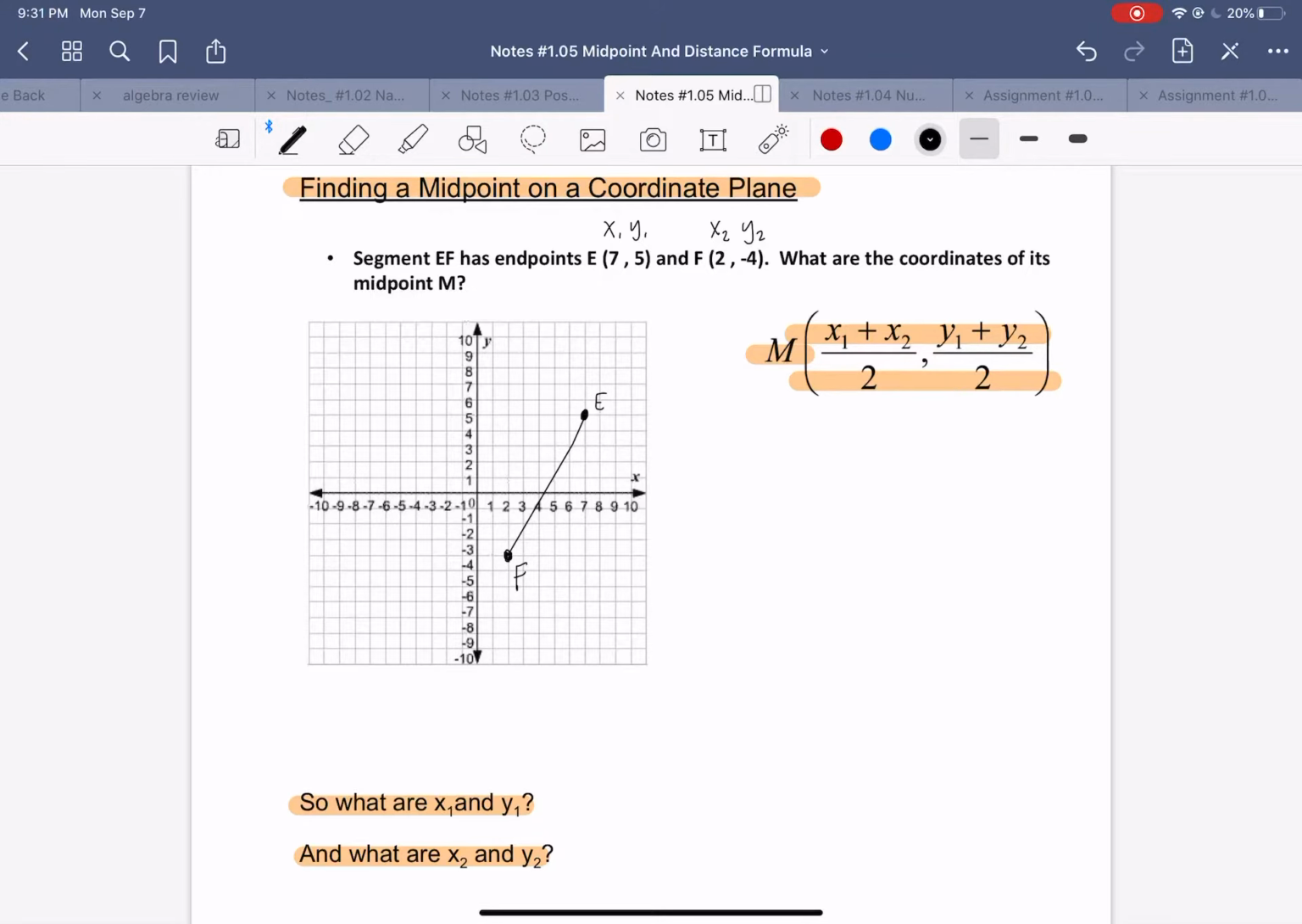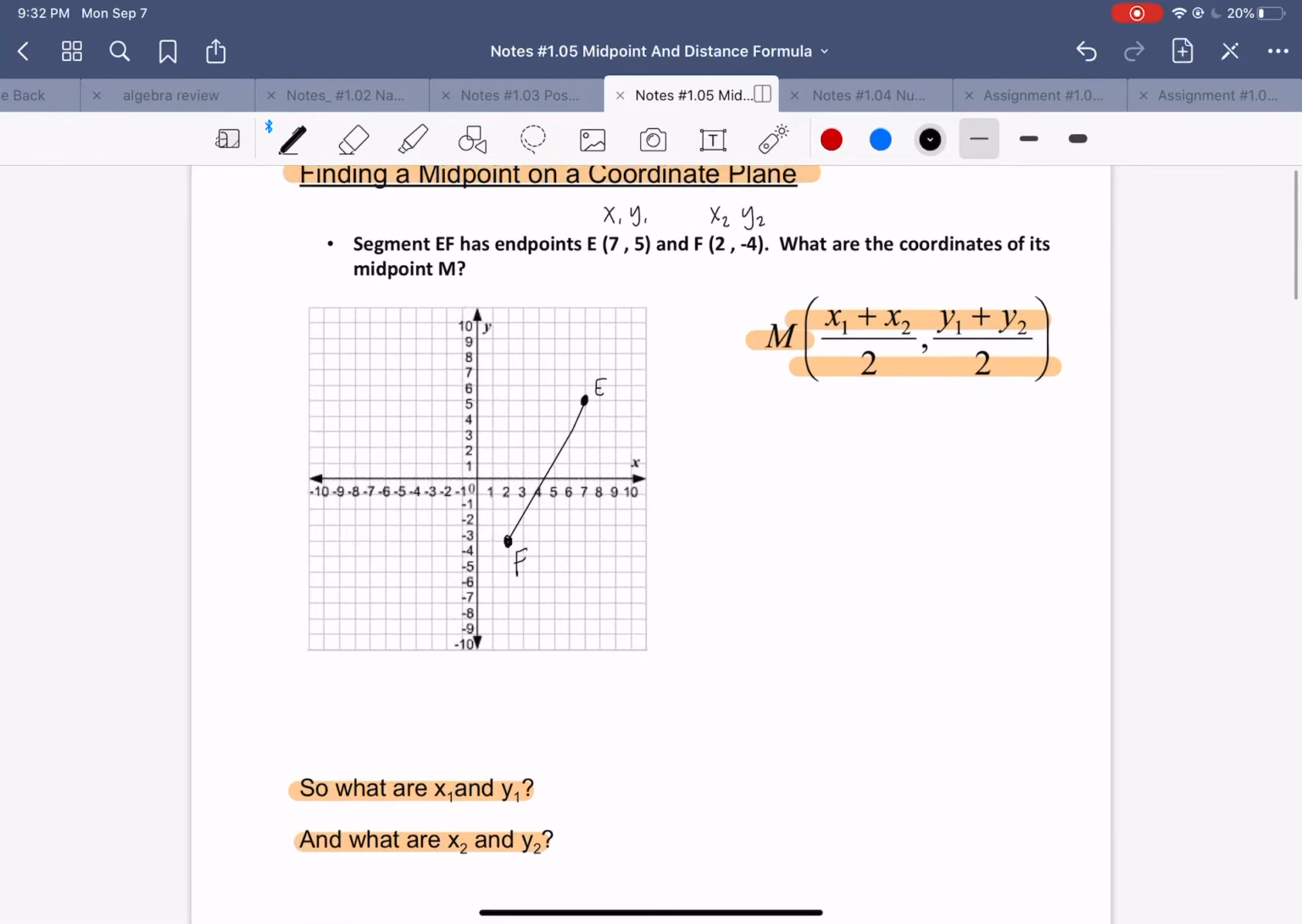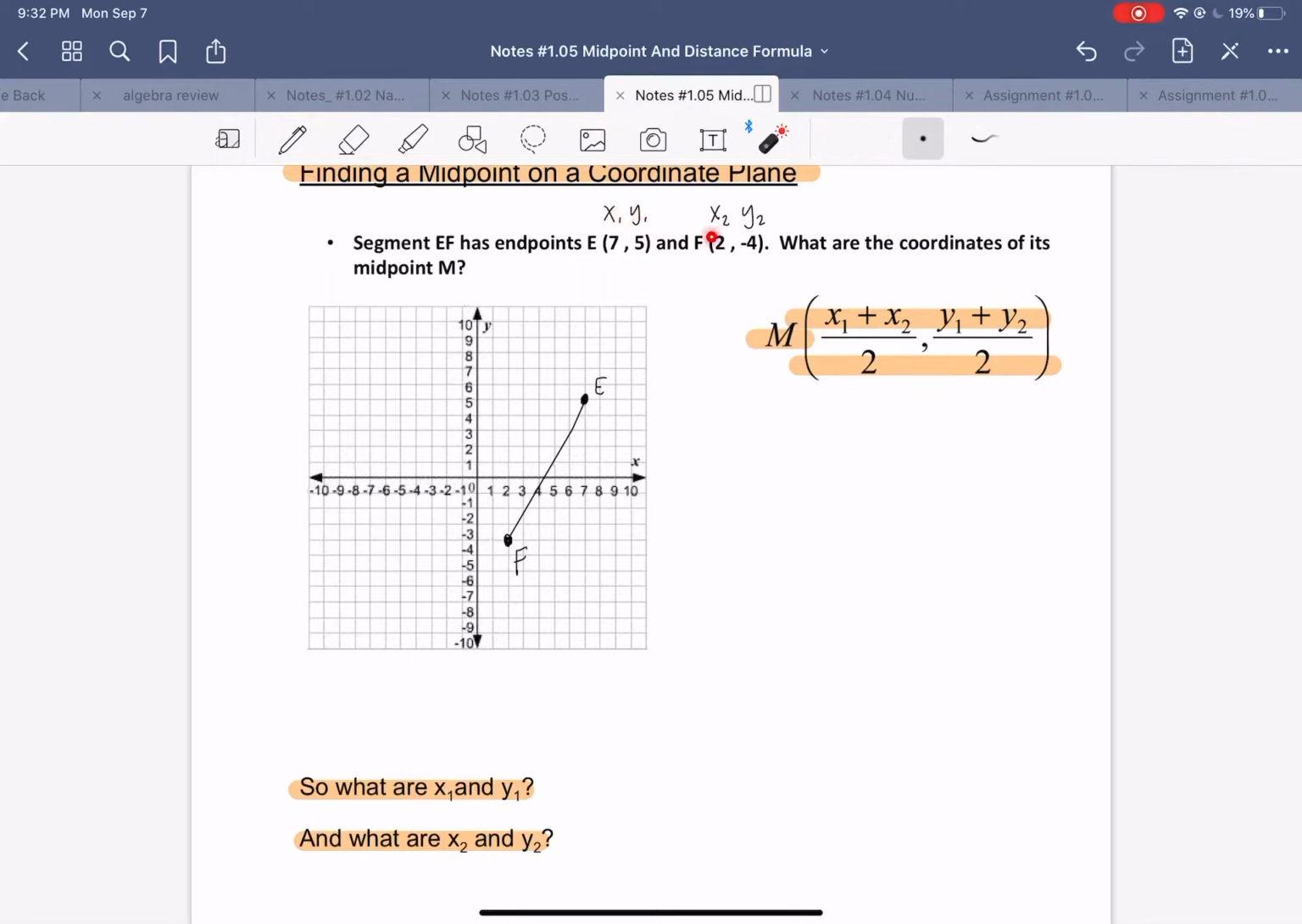The most important part here, being able to be successful with finding midpoint on a coordinate plane, is just making sure you're putting the right x's and y's in the right part. I'm going to give you this formula on tests and quizzes, but as long as you can just plug this in the right way, you will be successful.